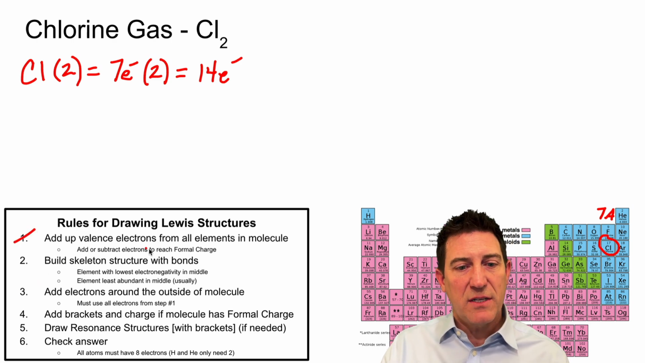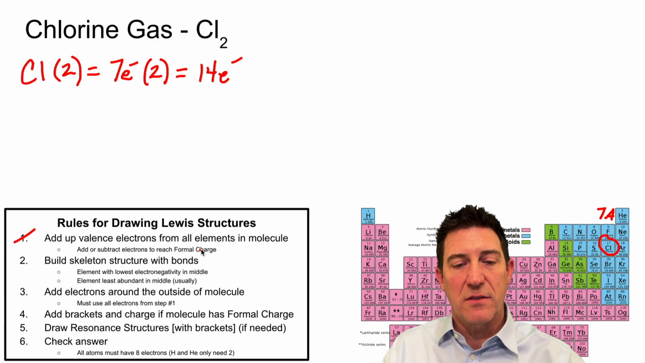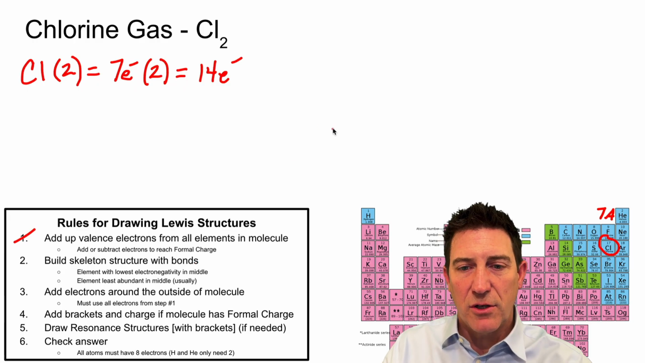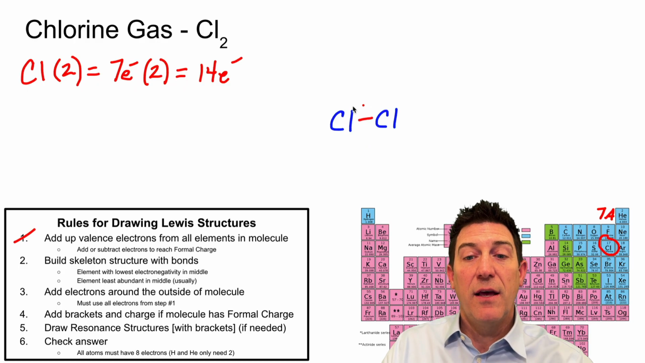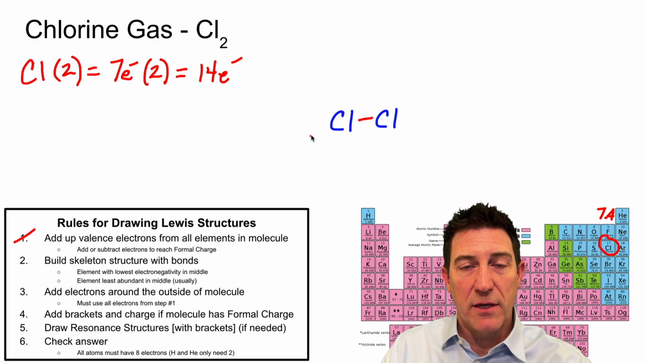Number 2, build the skeleton structure with the bonds. Well, to build the skeleton structure, I just take the elements, chlorine, and I know I have another chlorine, and I need to show that they are bonded together. That's the whole point, right? Those 2 are bonded together to make a molecule.